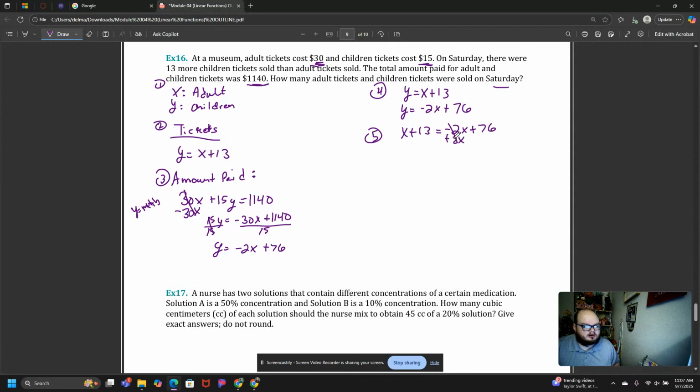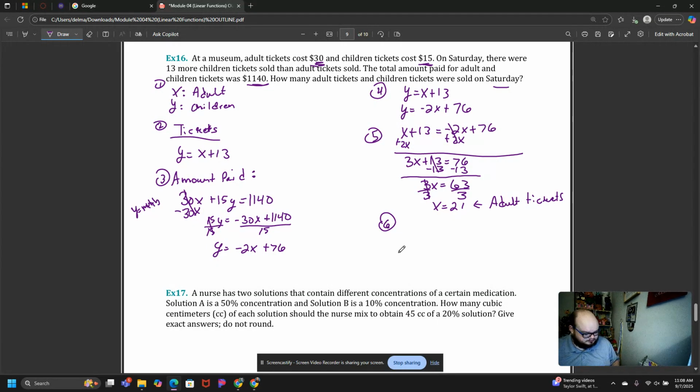So I'm going to add my 2x. That's 3x plus 13 is equal to 76. I'm going to subtract my 13, and 3x is equal to 63. We're going to divide by 3. We're going to say x is 21. So 21 adult tickets.